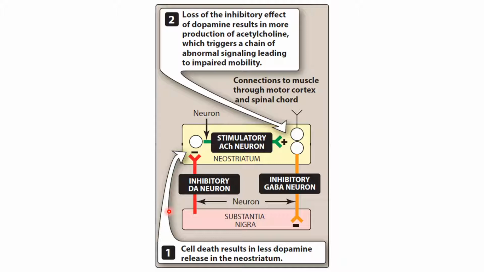But during Parkinson's disease development, the dopamine neurons will die, and this leads to the reduction in the inhibitory action to the neostriatum, and that facilitates the acetylcholine stimulatory effect, and then that inhibits the substantia nigra further. This increase in acetylcholine transmission impairs the movements and mobility.